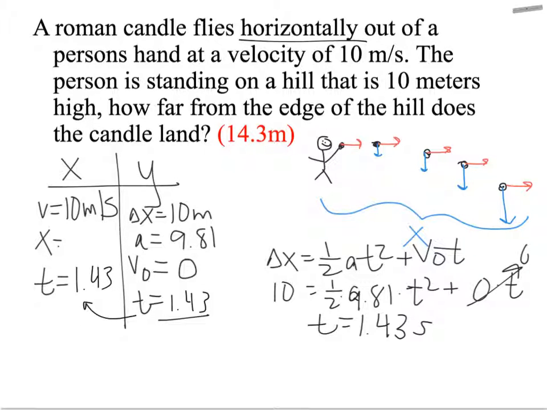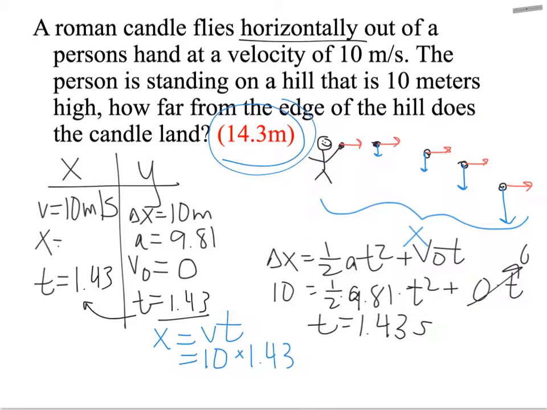And so now I have enough information horizontally to solve for the range. So I can use x equals vt. The horizontal velocity they gave me in the problem was 10. We just solved for the time, 1.43. So my final answer is 14.3.